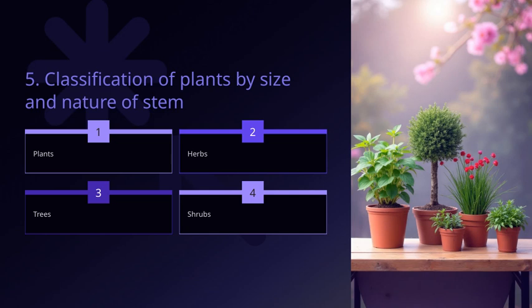As you can see on this slide, we start with the broadest categories. First, we have trees, which are typically large woody plants with a single tall stem or trunk. Then there are shrubs, which are smaller than trees but still woody, usually with multiple stems. Moving down in size, we come to herbs, which are non-woody plants that tend to have softer, greener stems.